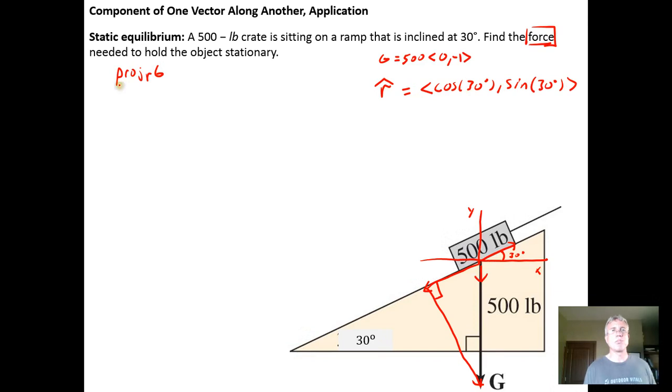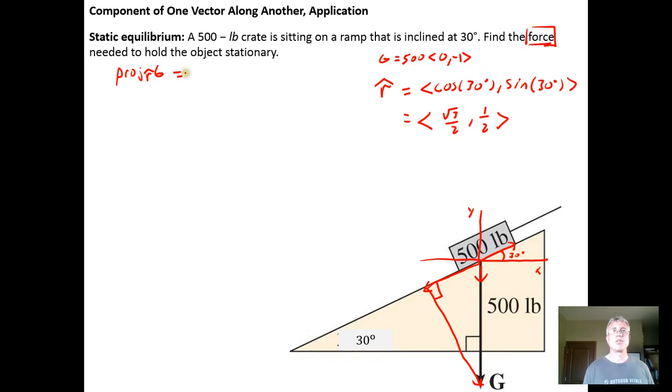All we need to do is project the force vector G onto that unit vector that's parallel to the ramp, and we'll have the component of G parallel to the ramp. This is a special angle, so the cosine of 30 degrees is the square root of 3 over 2, and the sine of 30 degrees is going to be positive 1/2. So this is a unit vector that is parallel to the ramp, and we just need to project G onto it.